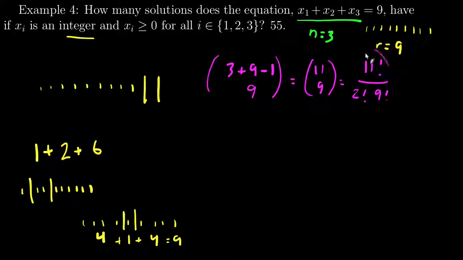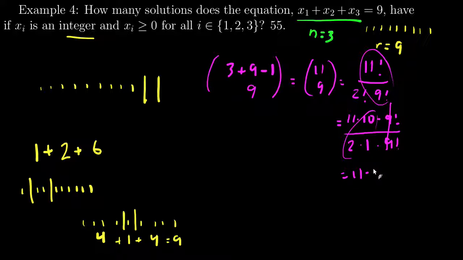The 9's bigger, so I will reduce this down. 11 is 2 bigger than 9, so I have 11 times 10. And then I'm left over with 9 factorial. In the bottom, I have 2 times 1 times 9 factorial. 9 factorials cancel. 10 over 2 times 1 is 5, so I get 11 times 5 equals 55.